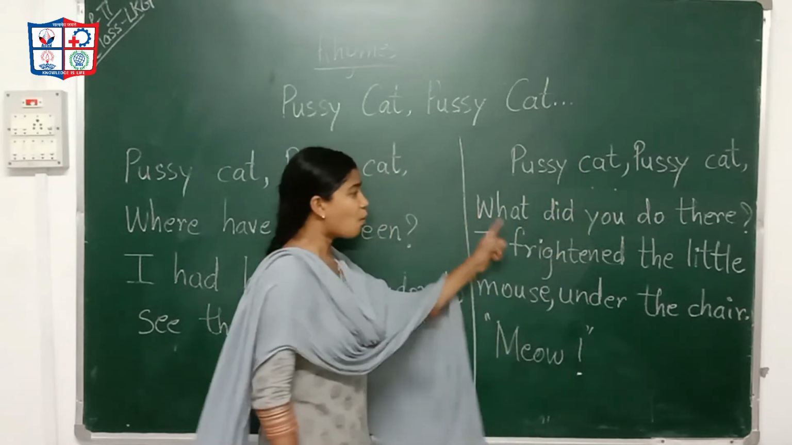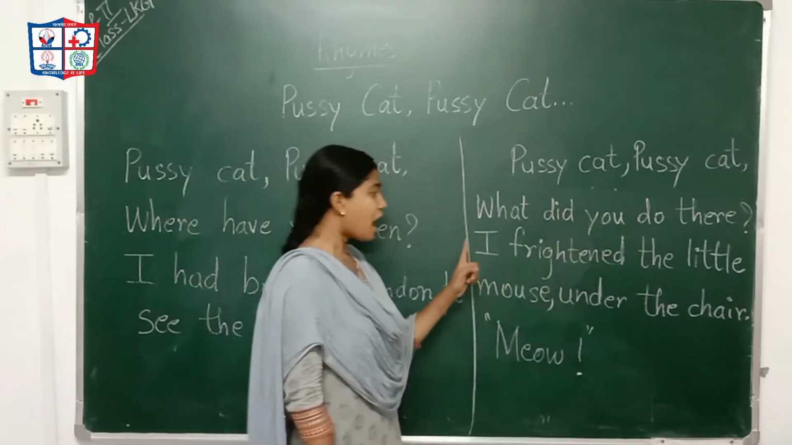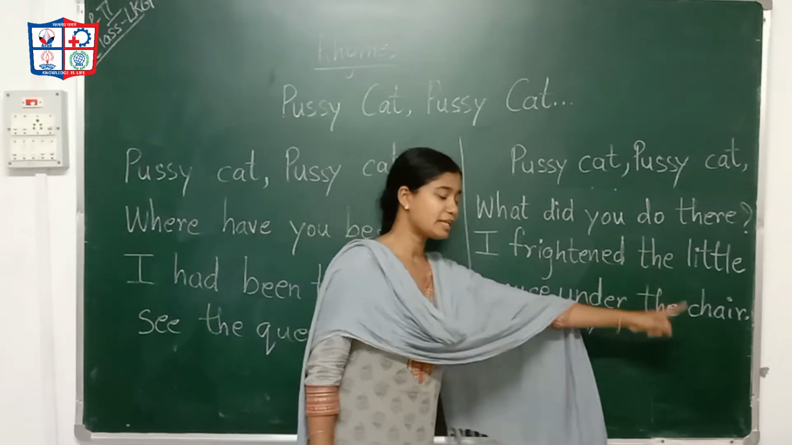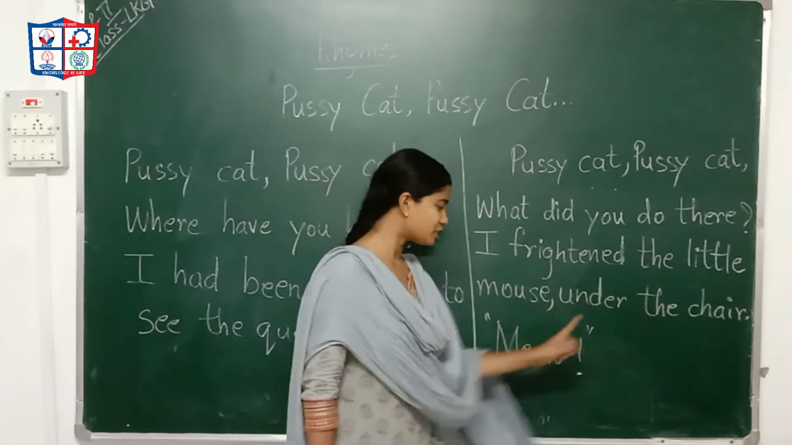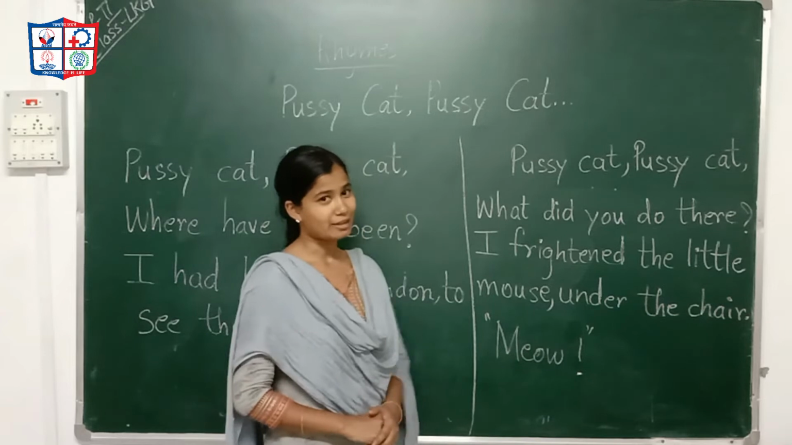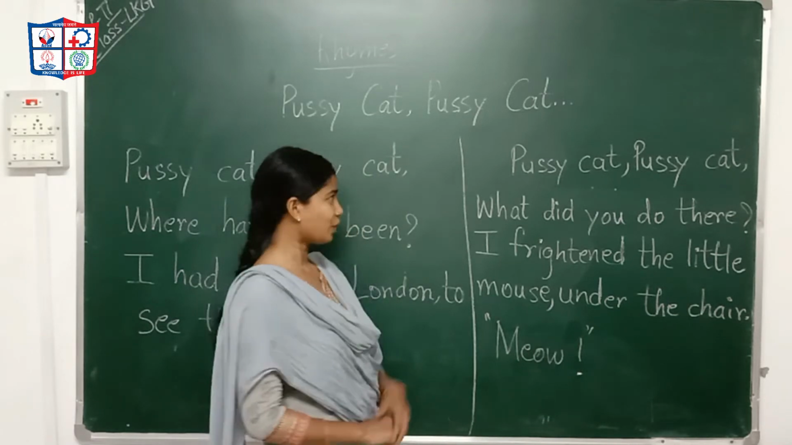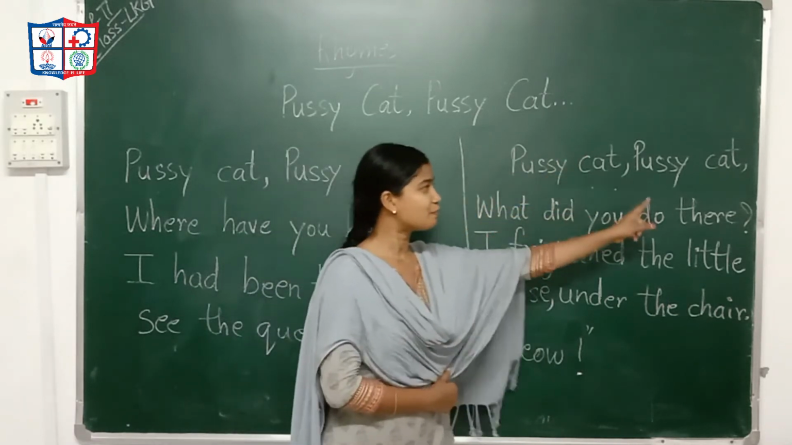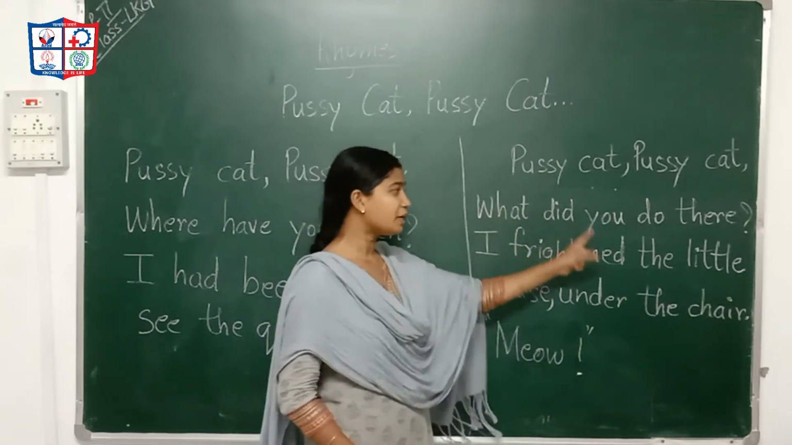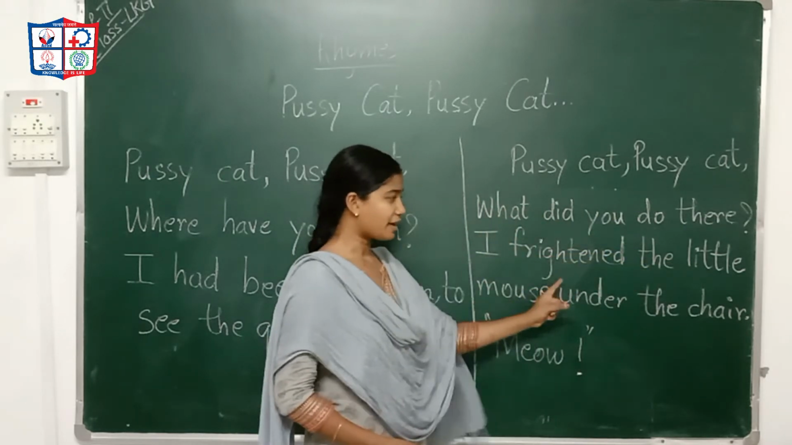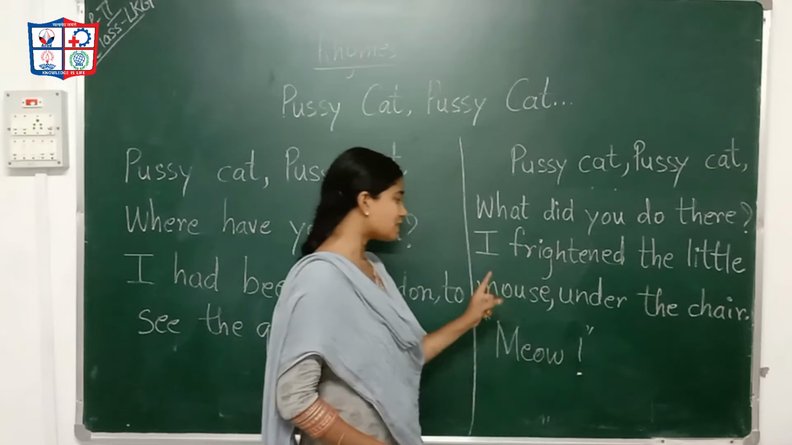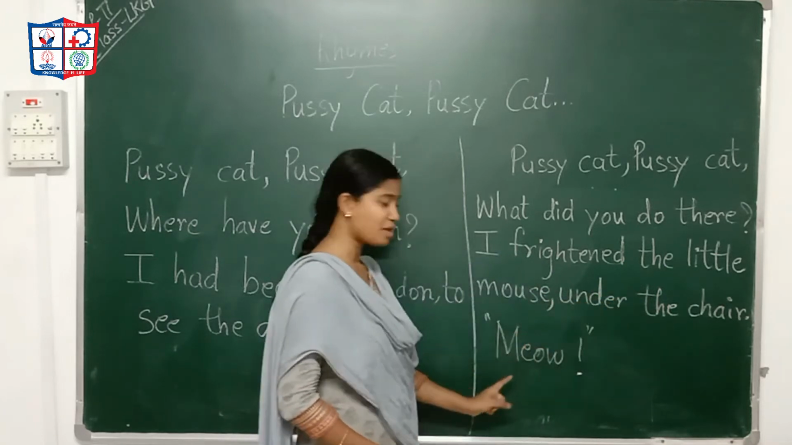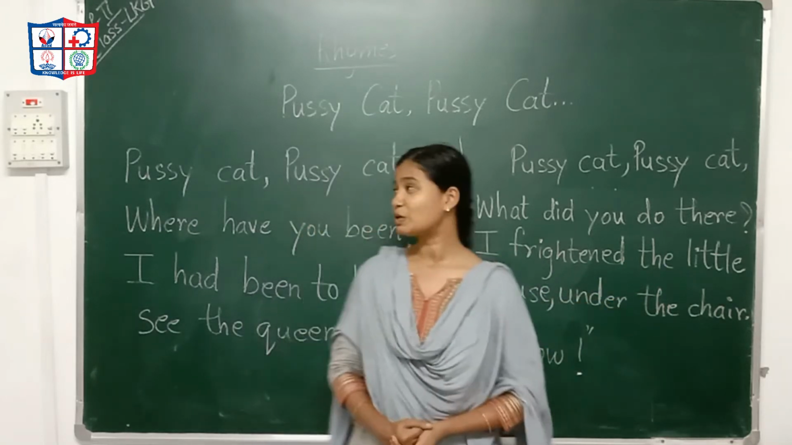Pussy cat, what did you do there? I frightened the little mouse under the chair. Meow. At the last, you have to say meow. Okay, again. Pussy cat, what did you do there? I frightened the little mouse under the chair. Meow. Again, we will see the whole rhyme.